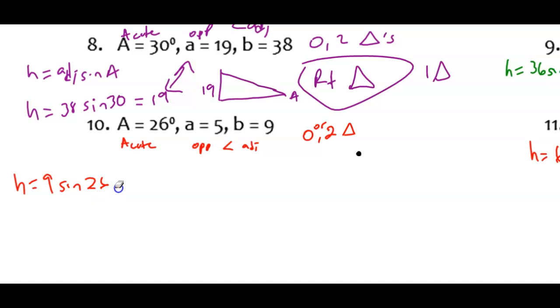Right? 9 sine 26. And when we do that, we get 3.945. Sorry, not 5.945, it's 3.945. So see how this is less than A? That means there's 2 triangles. All right, this is the same conditions as number 9. So number 9 gave us 2 triangles. All right, let's keep rolling.